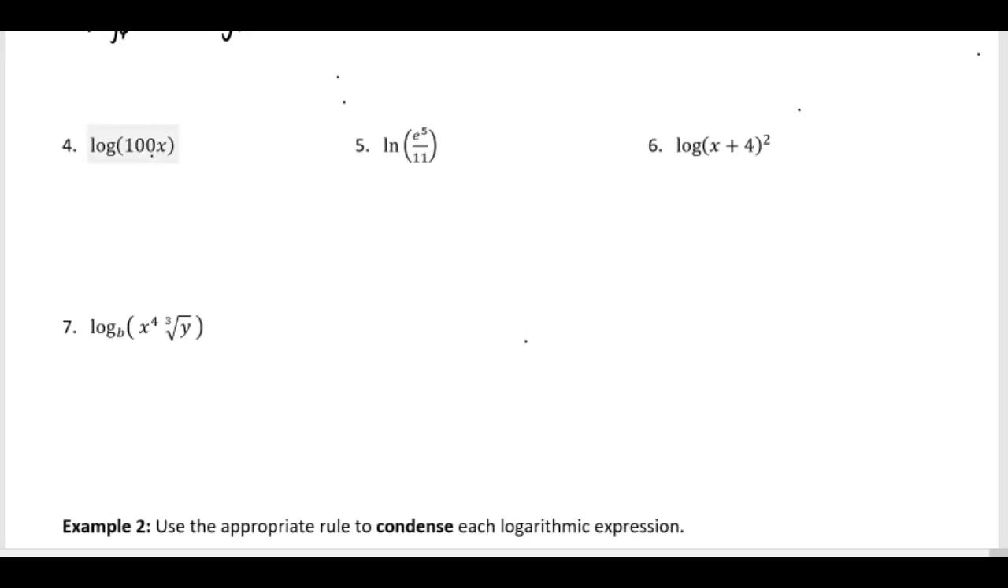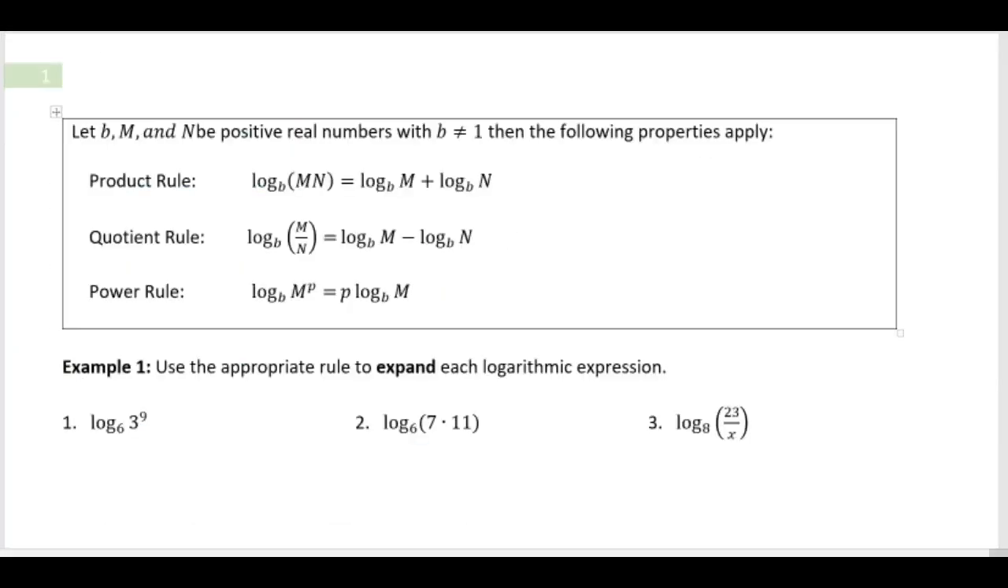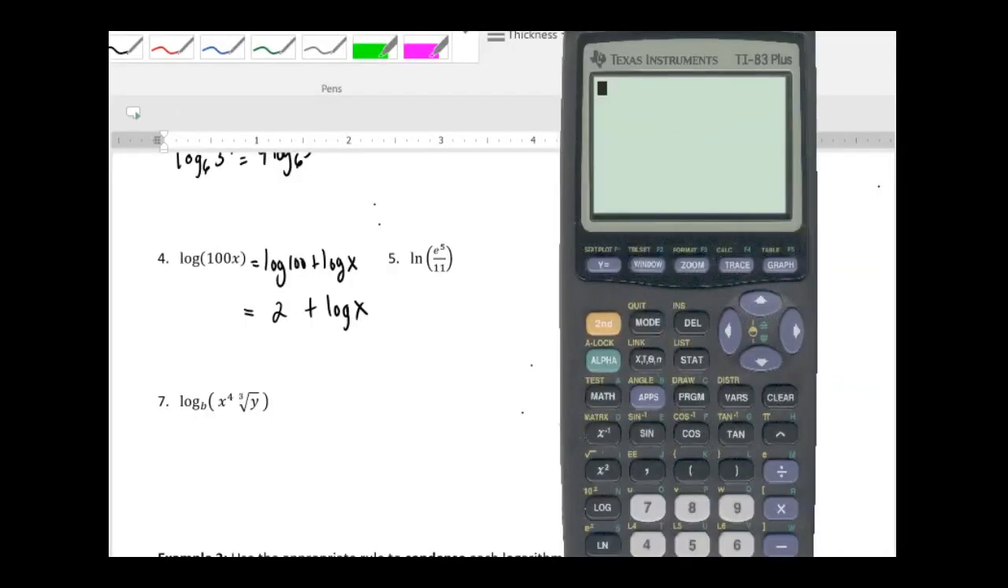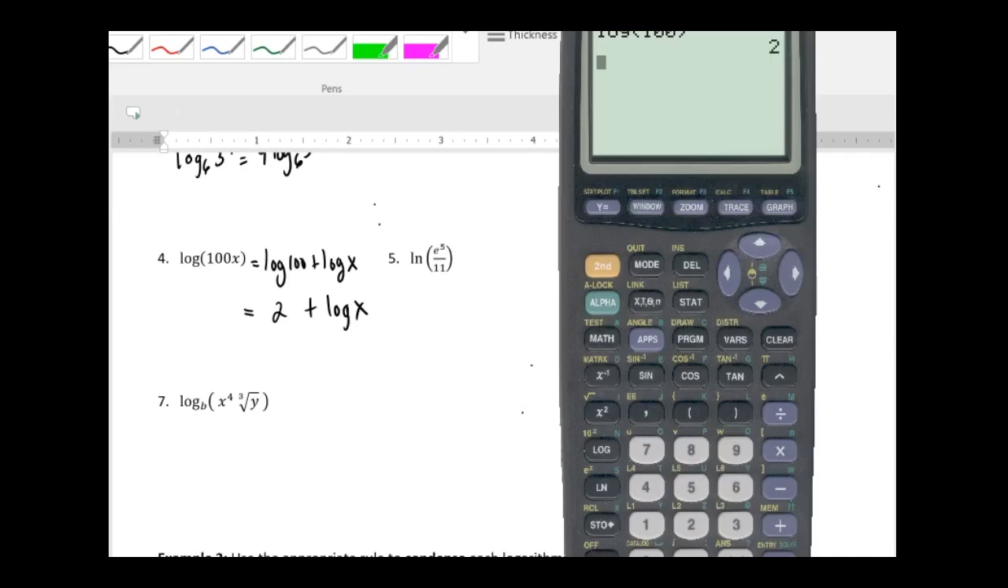For number 4, the 100 and the x are being multiplied. So we can write that as log 100 plus log of x. Now log 100, since this is base 10, we can enter that into our calculator, and that's going to be 2 plus log x. So let me demonstrate that with the calculator. Here we would have log of 100, enter, so we get 2.